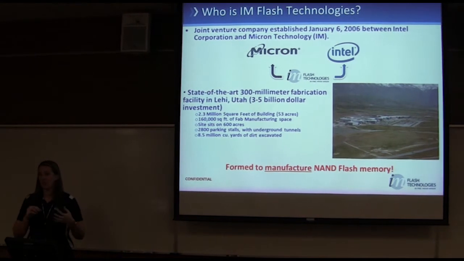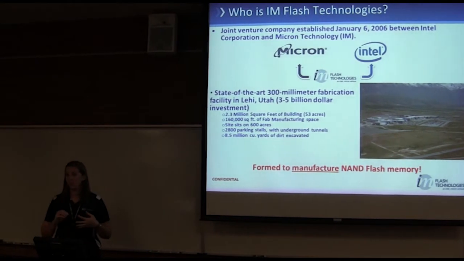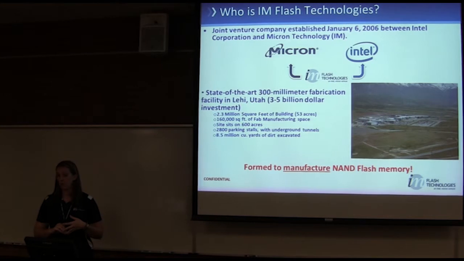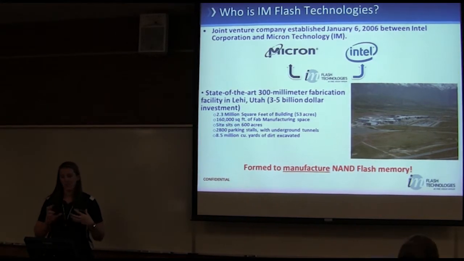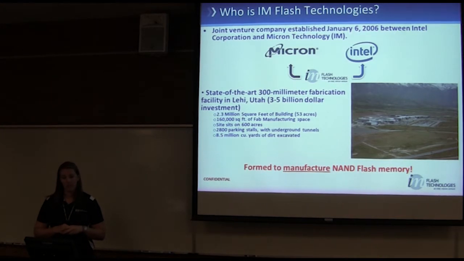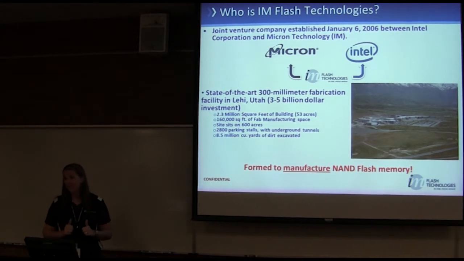Finished everything on the inside, created a semiconductor fab on the inside, and put millions of dollars worth of tools on the inside to make it happen. So our building space sits on about 53 acres, so pretty large. We have 2,800 parking stalls. We have a two-tier parking lot with underground tunnels. Very handy in the winter during snowstorms. You don't have to trudge across two layers of parking lots to get to the building.